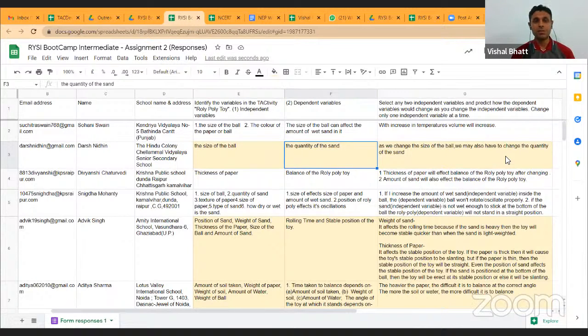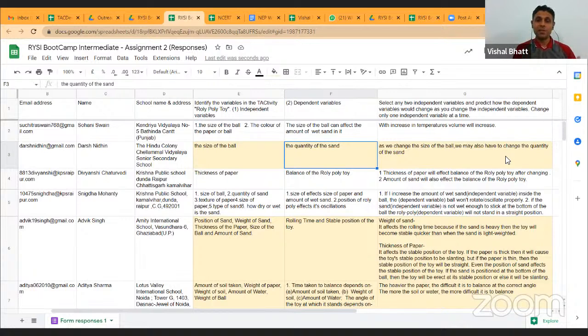So what I hear, Aditya, is that you agree with Darsh that if you increase the size of the ball, then the quantity of sand will increase if you want to maintain the same level inside the ball, right? Yes.